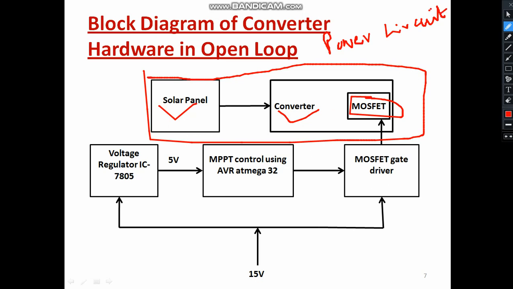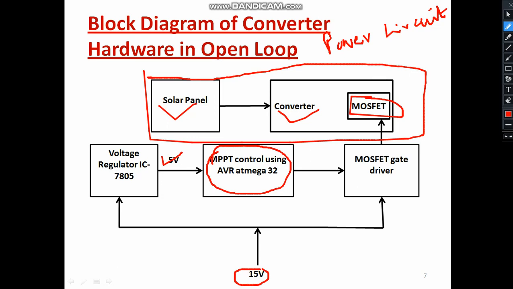So please note down, how do you get the pulses for the MOSFET to turn on and turn off? Of course, the pulses are obtained from the MPPT control, that is done by the AVR microcontroller. So the PWM is in terms of MPPT, and the operating voltage of the microcontroller is 5 volt, which will be obtained from a voltage regulator IC. Here 15 volt will be converted into 5 volt.